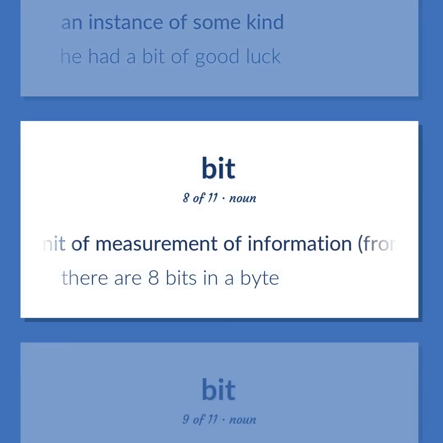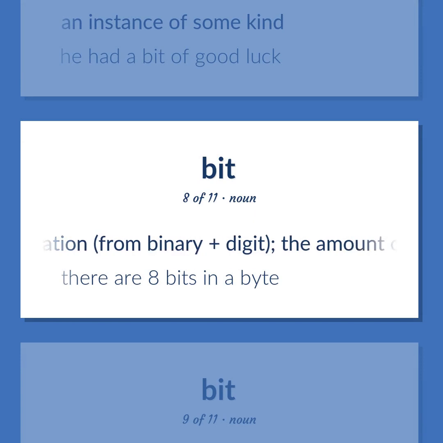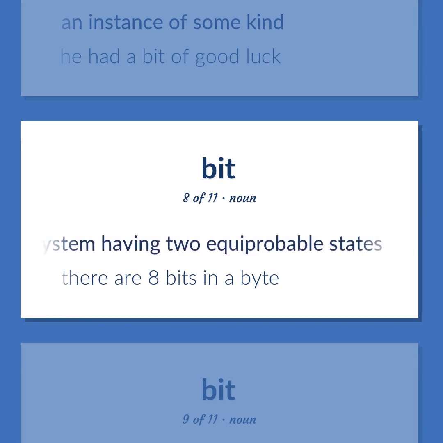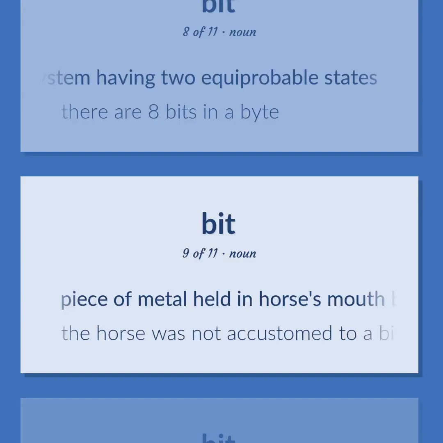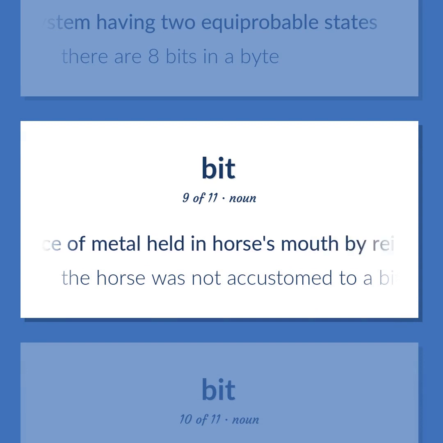A unit of measurement of information, from binary plus digit. The amount of information in a system having two equiprobable states. There are 8 bits in a byte. Piece of metal held in horse's mouth by reins and used to control the horse while riding. The horse was not accustomed to a bit.